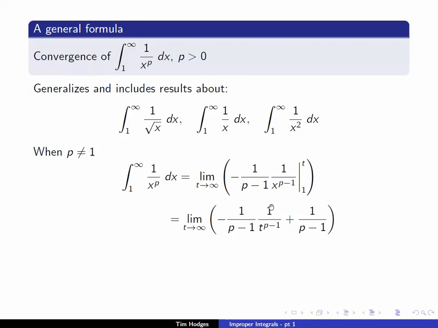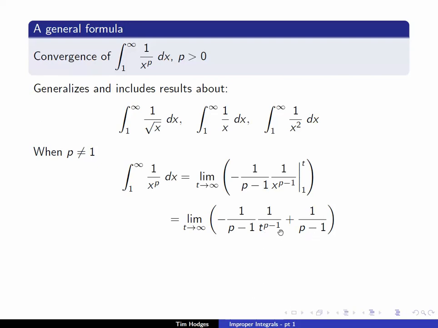Now we ask ourselves, what happens to 1 over t to the p minus 1 as t goes to infinity? Well, if p minus 1 is positive, this is 1 over a positive power of t, and a positive power of t is going to infinity, so 1 over it will go to 0. And so that will just leave us with a limit of 1 over p minus 1. So if p is greater than 1, this improper integral will converge to 1 over p minus 1.